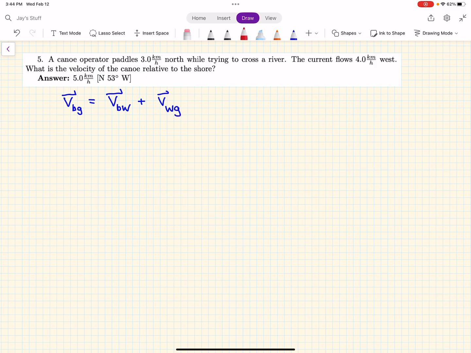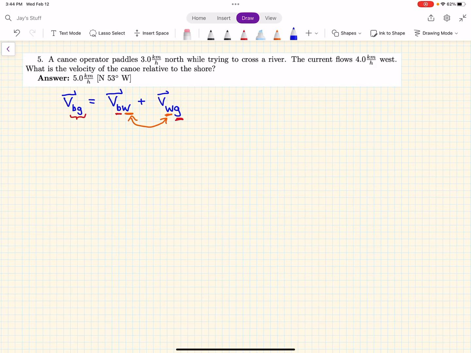So you can see here the B and the G end up being the ones on the outside, and then the inside ones match. And that's the standard formula for any kind of relative motion question. So always write that equation on relative motion questions. So now let's sort out from the stuff we were given in the question which ones correspond to those variables.